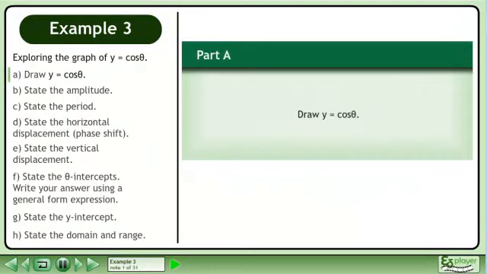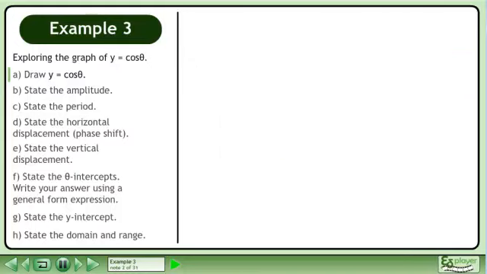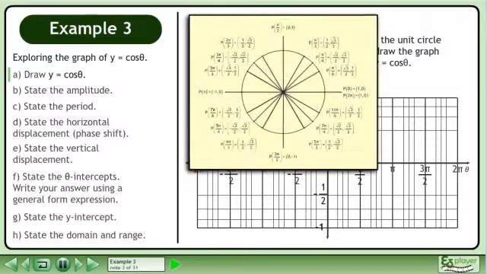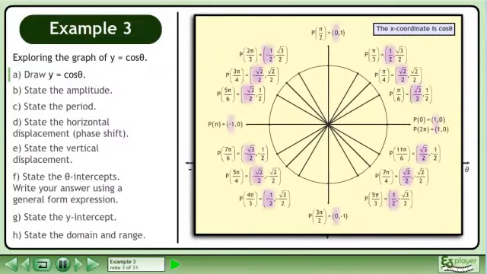In this example, we'll draw the graph of y equals cos theta. Use the unit circle to draw the graph of y equals cos theta. The x-coordinate is the value of cosine theta.